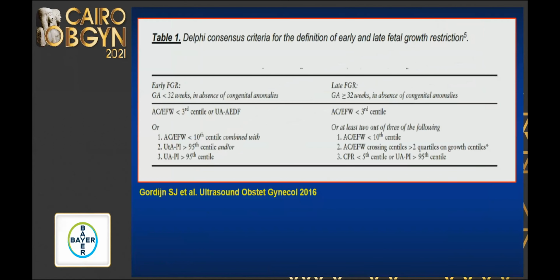Now, what are the differences between early and late fetal growth restriction? There is nothing dramatically happening on the night from 31 weeks plus 6 days to 32 weeks plus 0 days, because it's a continuous development. But there are different features of early and late fetal growth restriction, and let's have a look at that.